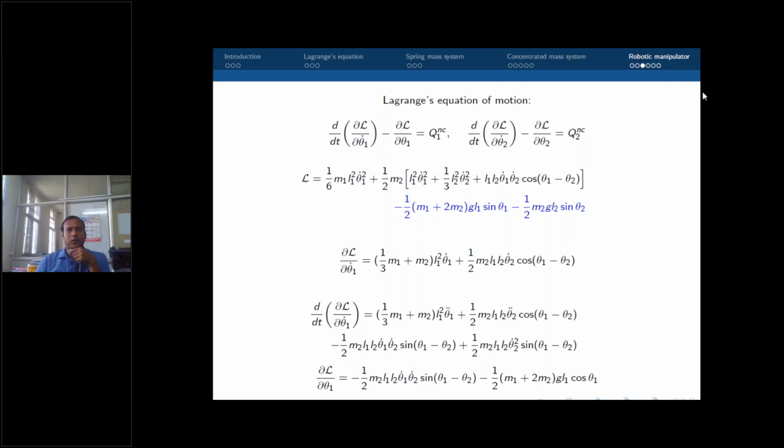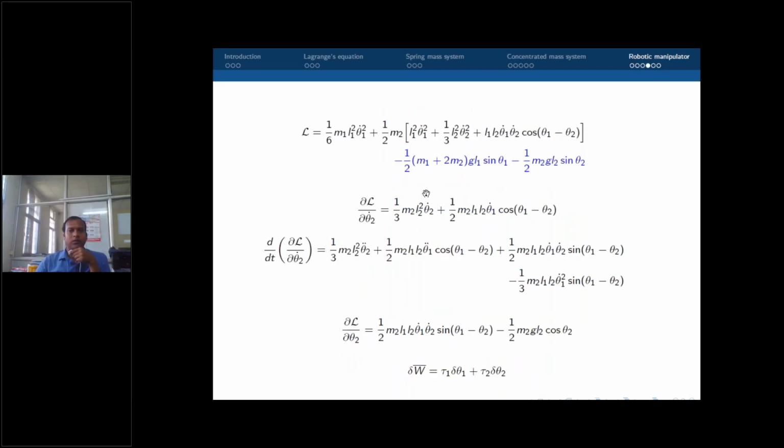Here I have written down the equations of motion. Again, we have a 2 degree of freedom system, so we have two equations of motion. The Lagrangian is defined here: T minus V, kinetic energy minus potential energy. The blue part I have written here is the potential energy part, and then you need to calculate. The process is the same. You do the derivatives of the Lagrangian with respect to theta 1 dot and theta 1, and with respect to theta 2 dot and theta 2. I am not describing all these terms; they are just calculations of derivatives. So all the derivatives are done.